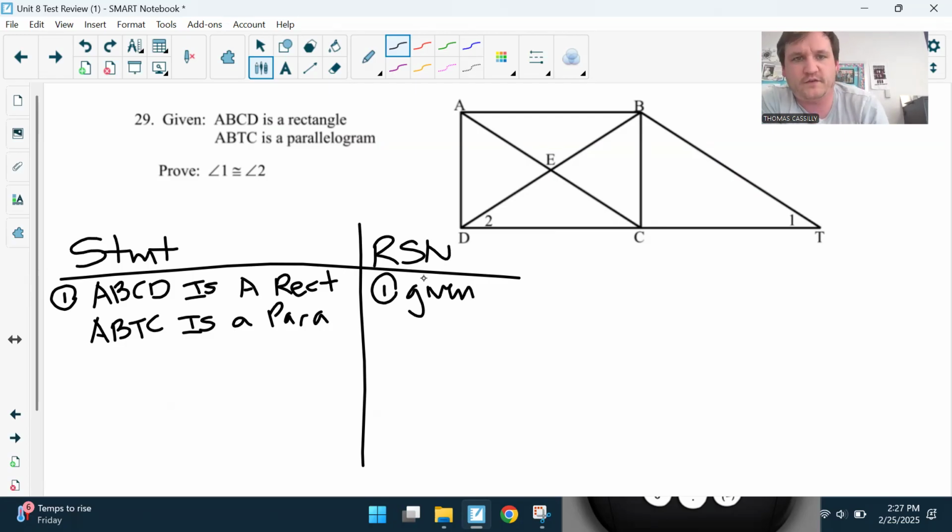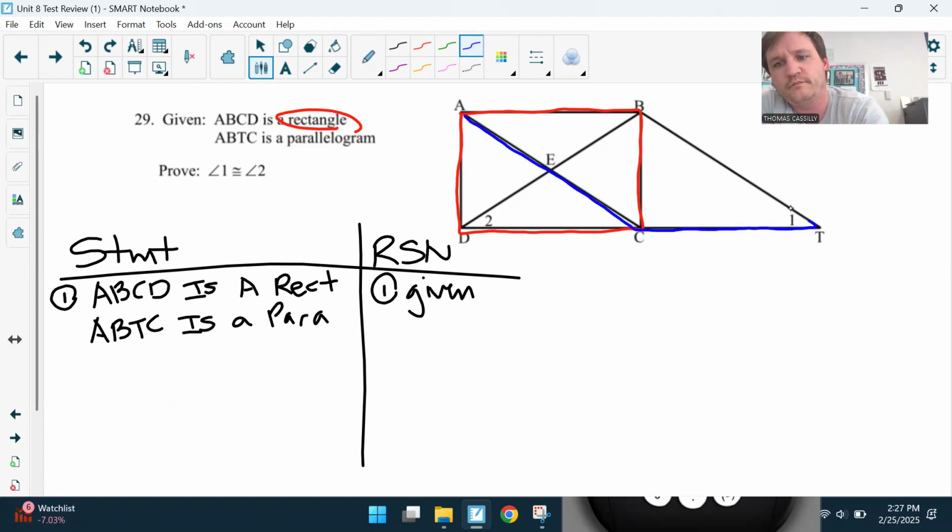So rectangle, parallelogram, that gives us so much stuff here. So I'm going to do one of these, just highlight it all in red. And then the other one is the parallelogram. That's going to be this guy right here. All right. We want to show, what do we want to show? We want to show that angle 1 and angle 2 are congruent.